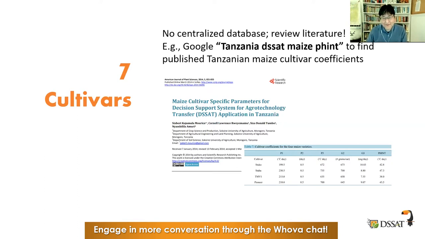For example, I did that myself yesterday, and I found this study providing five different representative varieties in Tanzania already calibrated based on field data. So we can just use that in our study for Tanzania.